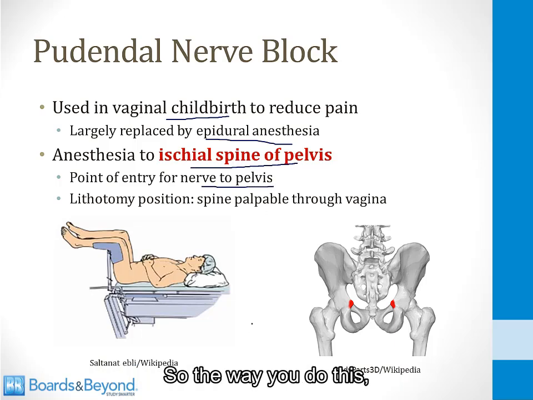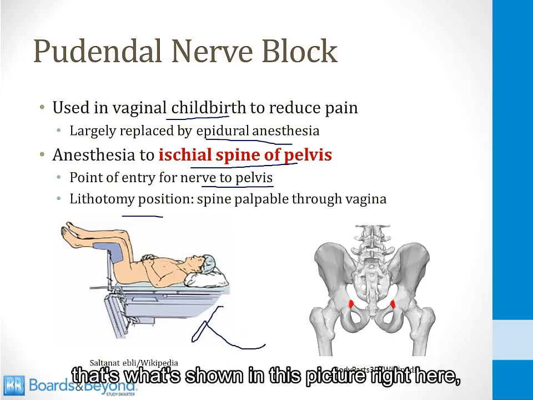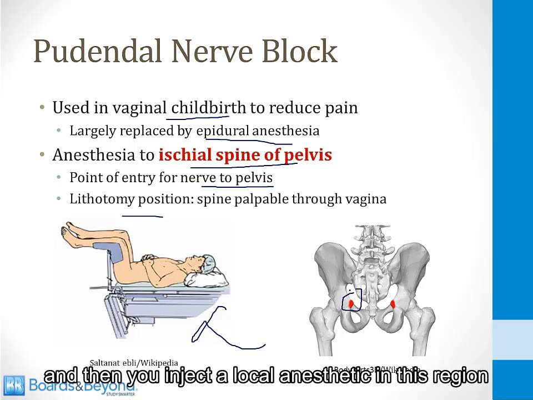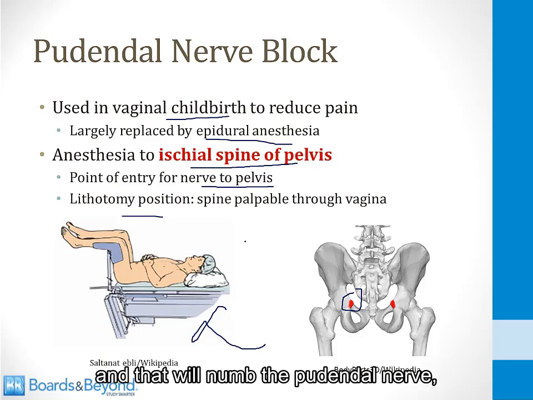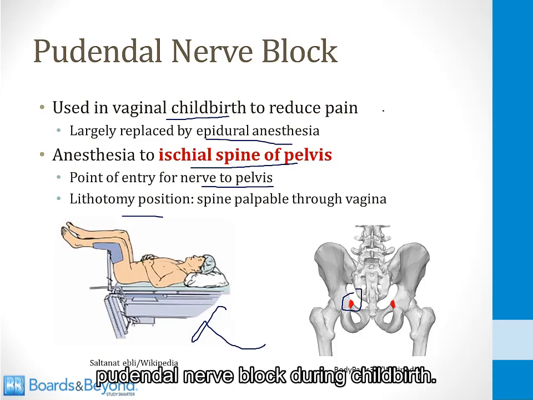So the way you do this is you have the patient lie in the lithotomy position. That's what's shown in this picture right here. And then through the vagina, you palpate the ischial spine of the pelvis, which is this point right here. And then you inject a local anesthetic in this region, and that will numb the pudendal nerve, and that will provide pudendal nerve block during childbirth.